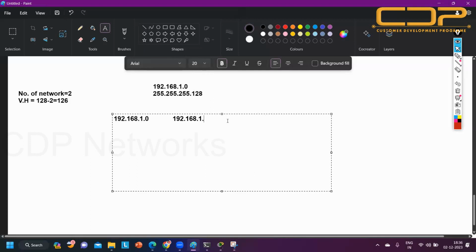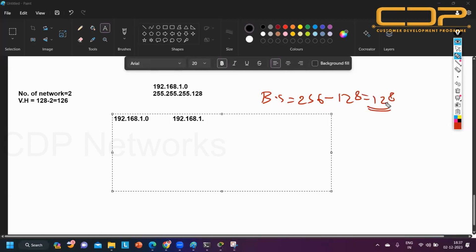That means I need to add the block size in the fourth octet to find the next network. This is very clear that this is the first network. But what is the next network? To find the next network, you need to add block size here. And the formula to calculate block size is 256 minus the subnet mask of the last octet. Subnet mask of the last octet is 128. So this is my block size.